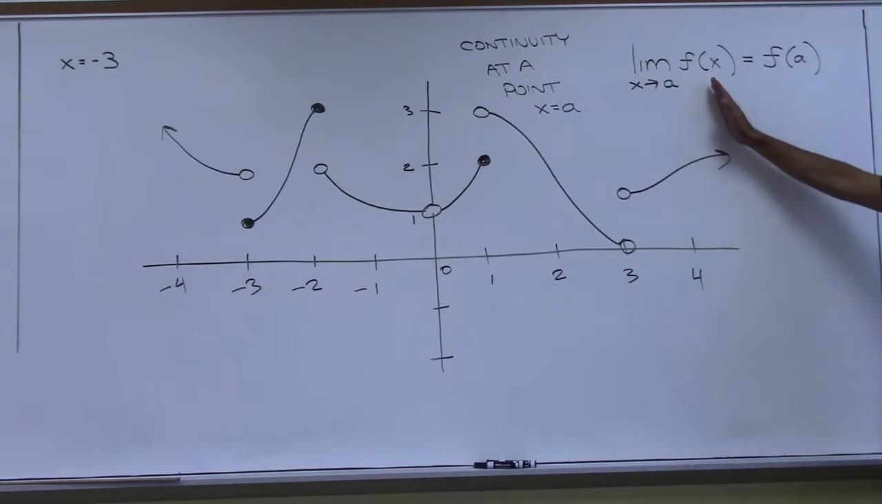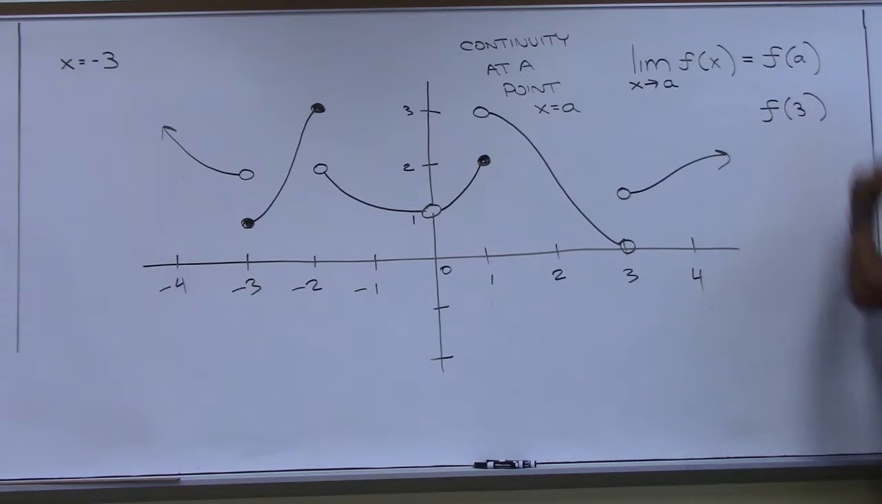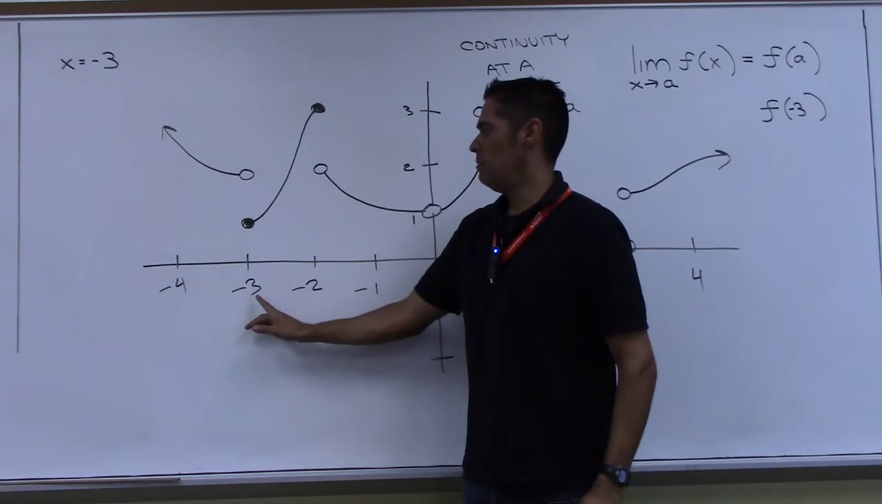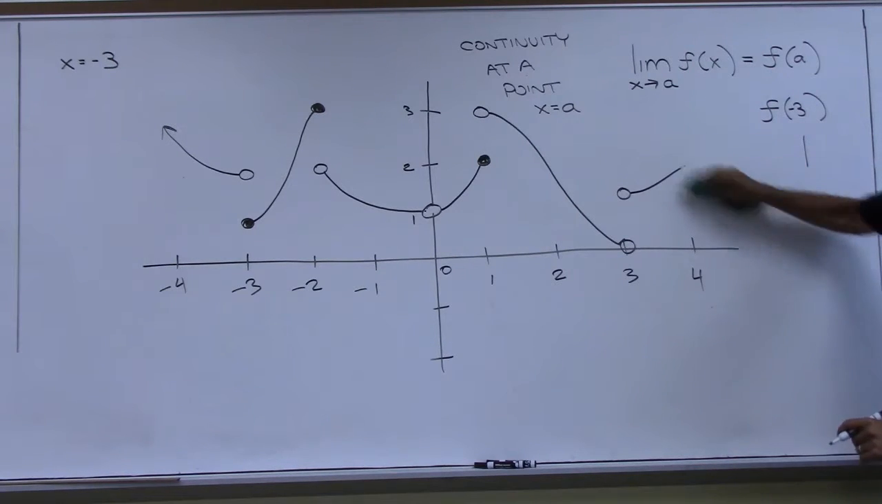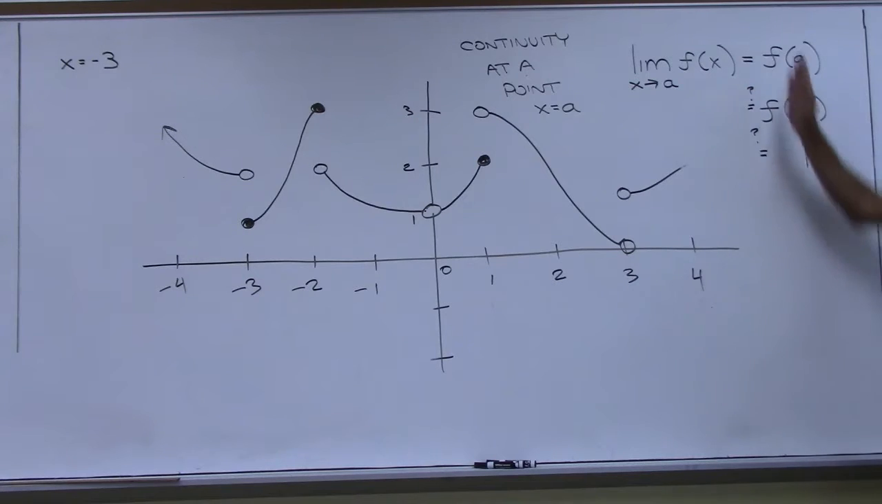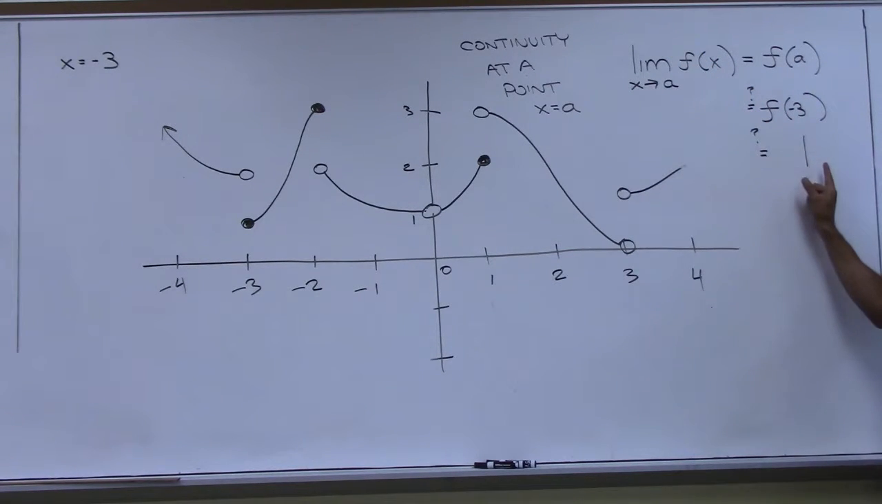First of all, is f of -3 defined here? Yes. What is it? 1. So the right side of this is 1. Agreed? I'm going to erase this so I can fit this in here. The question is, for there to be continuity at the point, I need this limit now to also be 1.